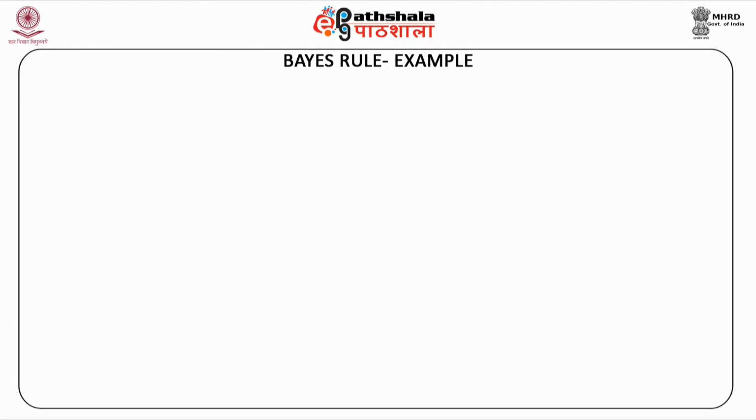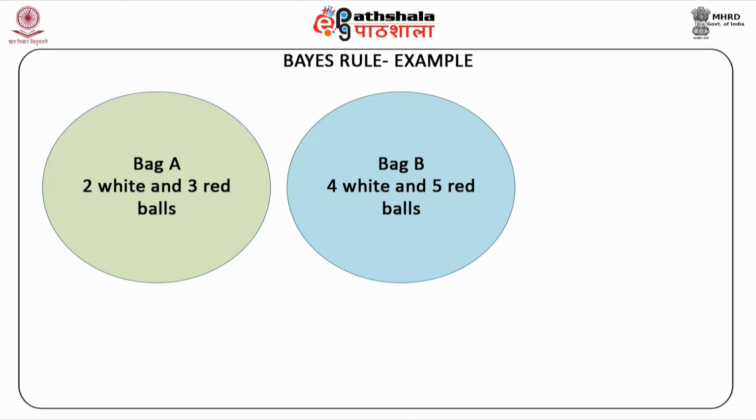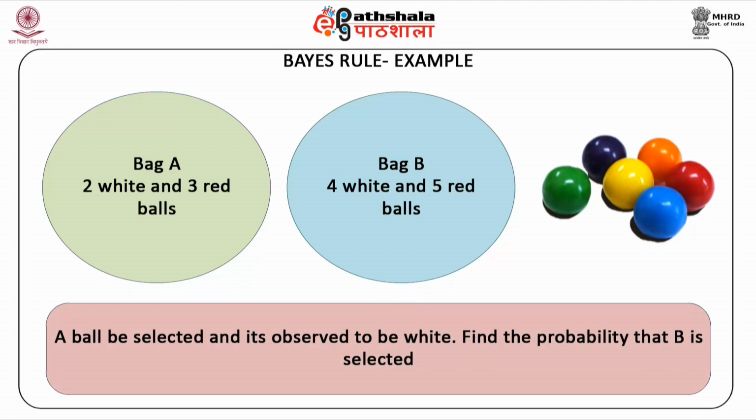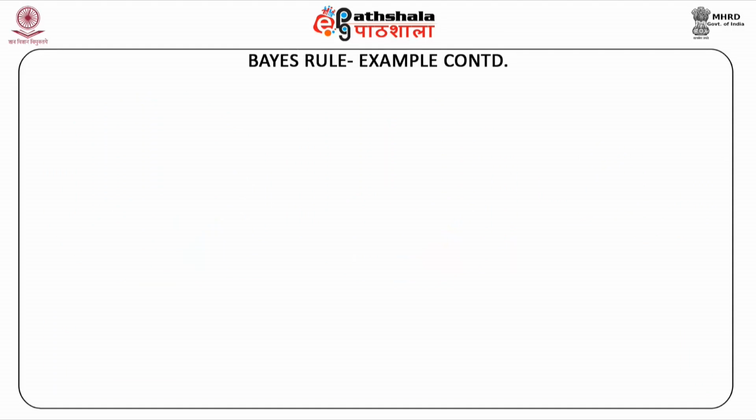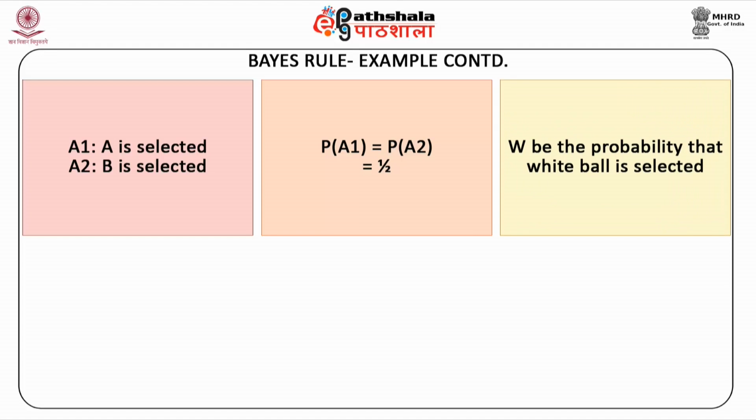Let A and B be two bags such that bag A has 2 white and 3 red balls. The bag B has 4 white and 5 red balls. A ball is selected and is observed to be white. Find the probability that B is selected. Let A1 and A2 be the two events given by A1, A is selected, A2, B is selected, and probability of A1 is equal to probability of A2 is equal to half. Let event W be the event that a white ball is selected.